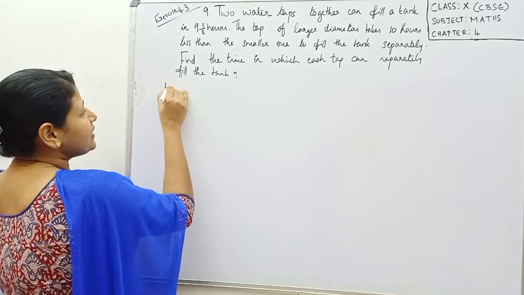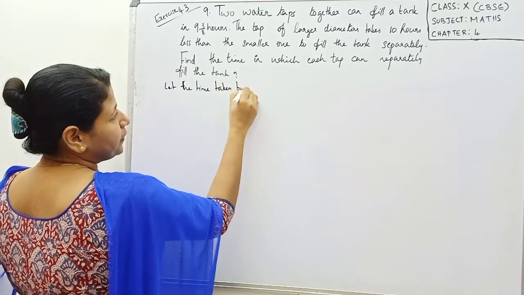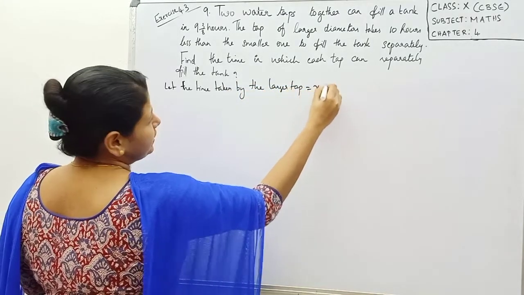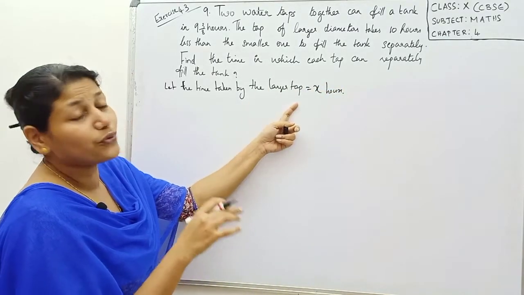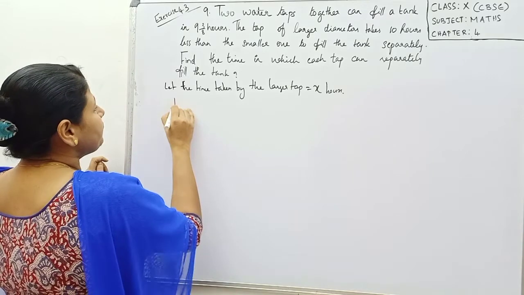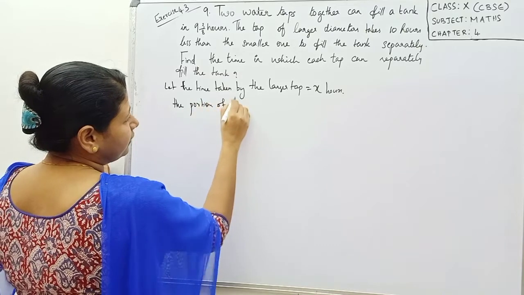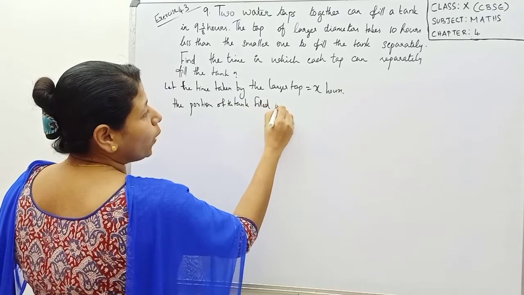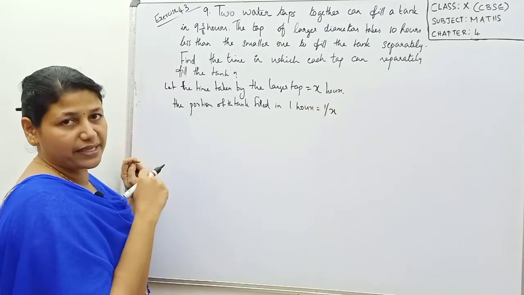So I'm going to take, let the time taken by the larger tap be x hours. So I'm taking the time taken by the larger tap to fill the tank as x hours. From this you can write the portion of the tank filled in 1 hour. In 1 hour it will fill 1 by x of the total capacity of the tank.